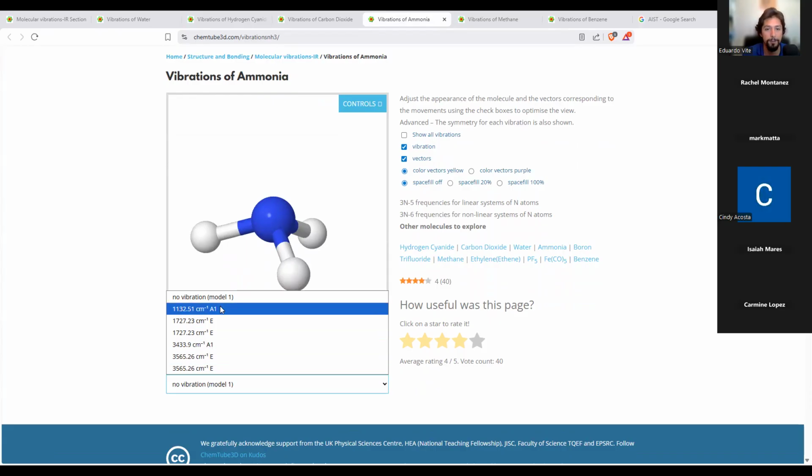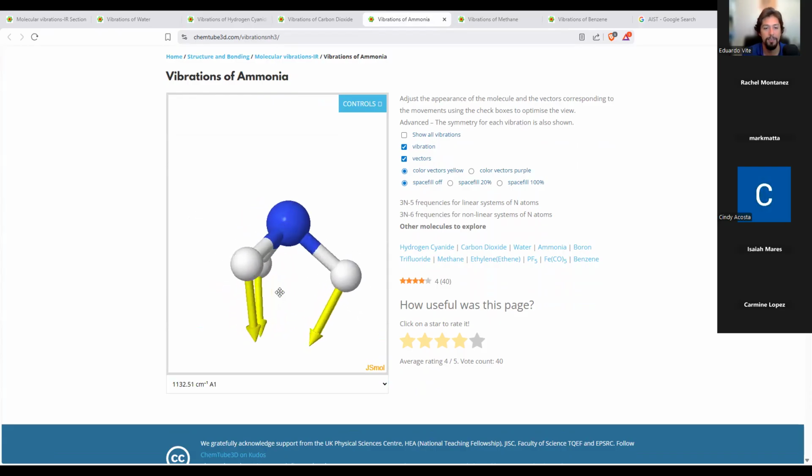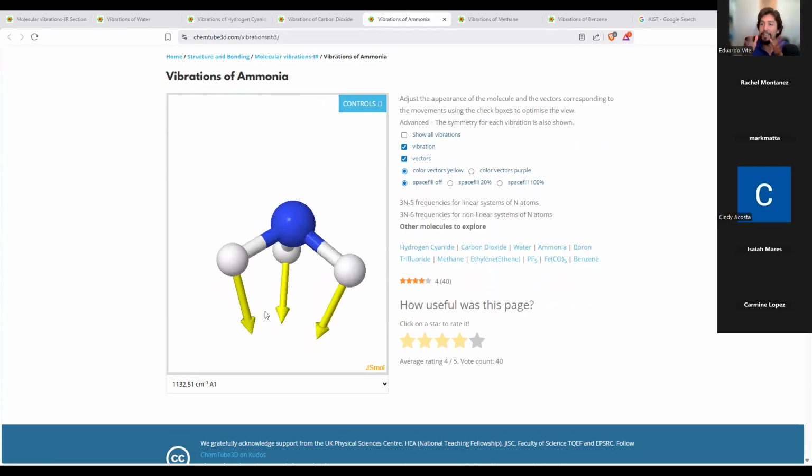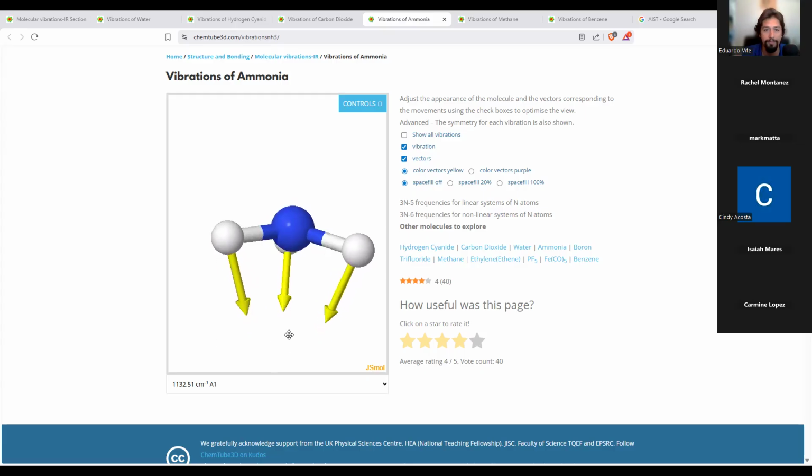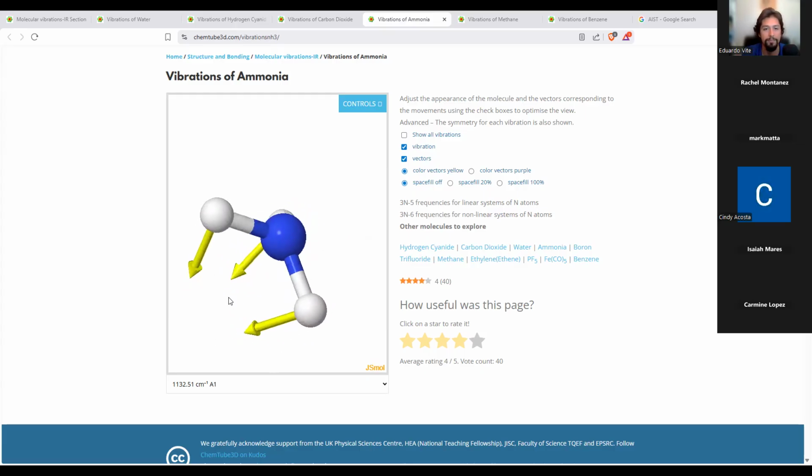So let's take a look at the first one. Look at this one. So very similar to the water bending, right? Except this one is bending downwards. It's a trigonal pyramid, so it's bending downwards symmetrically. And this happens at 1132 wave numbers. And this is a bending, there's no stretching, so it happens at a lower wave number. And you can see how it looks, right?